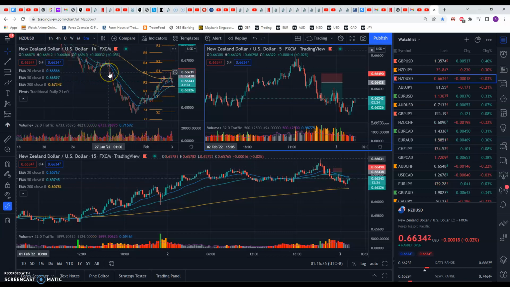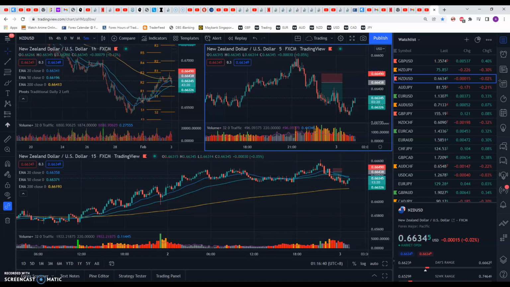Okay, so I'm going to do a PA on New Zealand USD. Let's see the currency strength. On the daily time frame, New Zealand is -7 and US is 7. On the 4 hour time frame, New Zealand is still 1, and USD is -7. So it's a retracement trade.